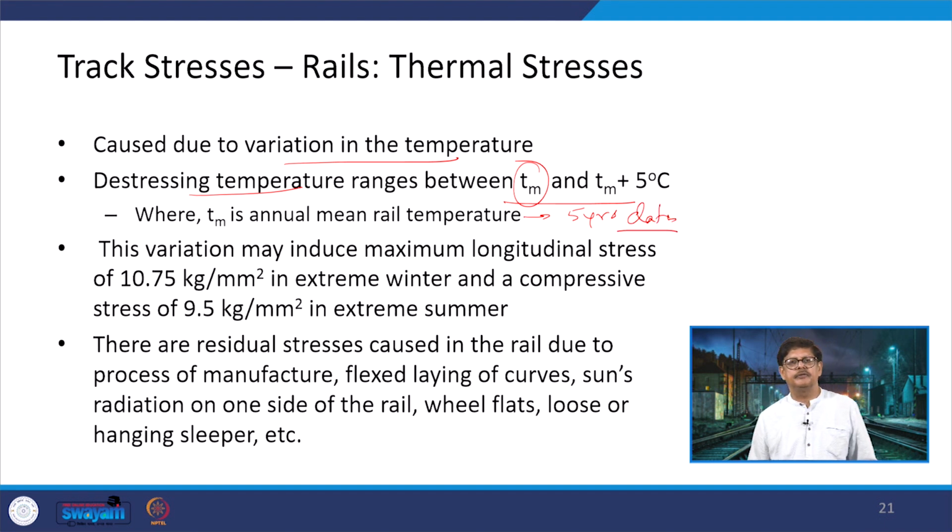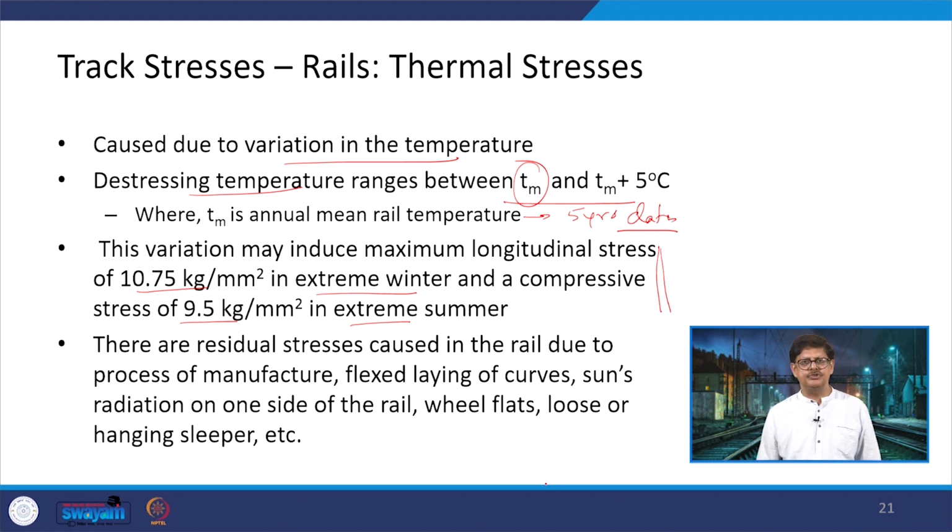This variation may induce a maximum longitudinal stress of 10.75 kg per mm square in the extreme winter and a compressive stress of 9 kg per mm square in the extreme summer. And again, this is what we are repeating. We have already discussed this in one of the previous lectures.